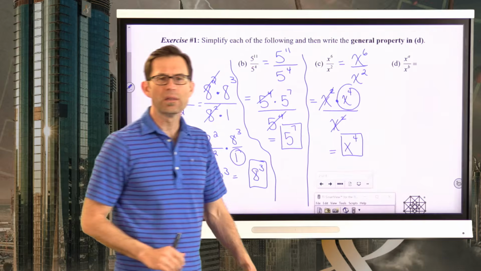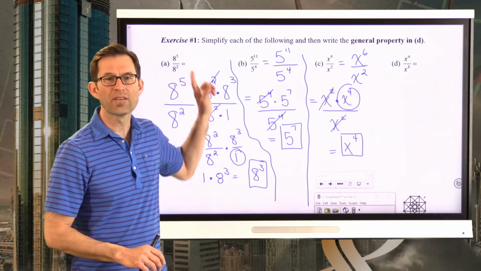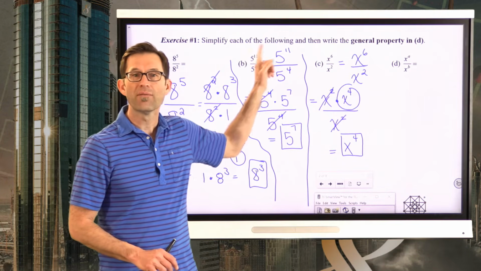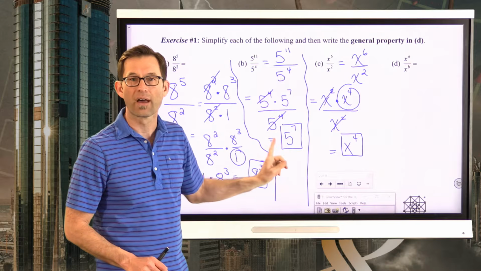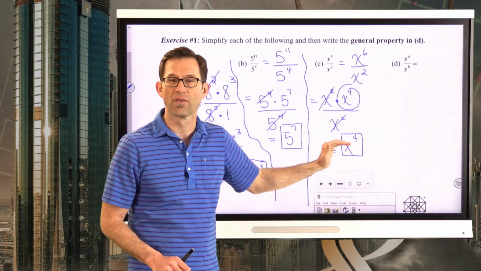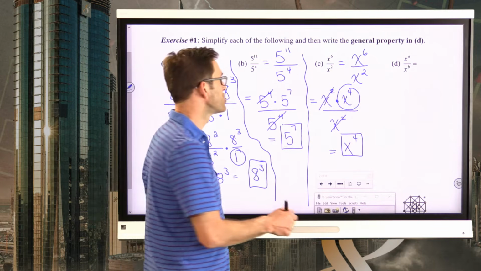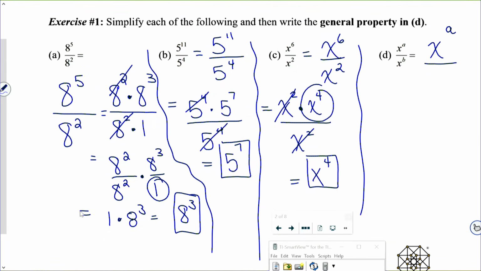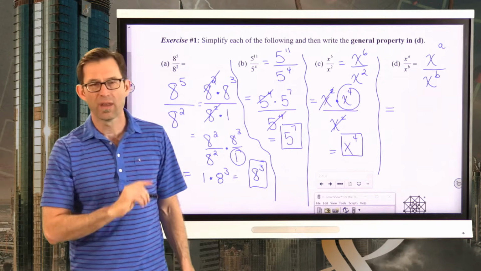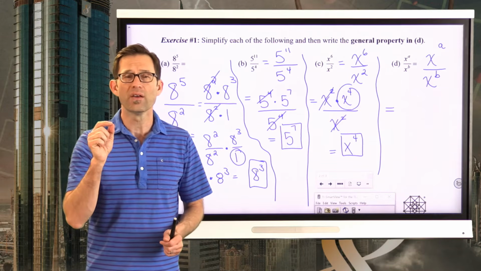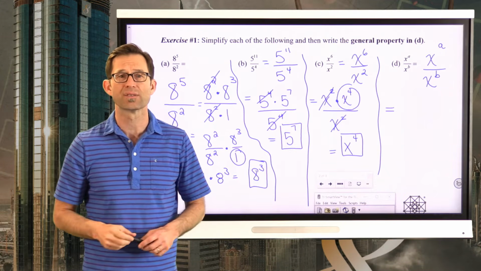So when we look at each one of these problems, 8 to the 5th divided by 8 to the 2nd, I got 8 to the 3rd. 5 to the 11th divided by 5 to the 4th, I got 5 to the 7th. x to the 6th divided by x to the 2nd, I got x to the 4th. So now, what is that general property, right? x raised to the a divided by x raised to the b is going to be equal to what? Pause the video now and write down what you believe is the general property when you divide two quantities that have the same base.